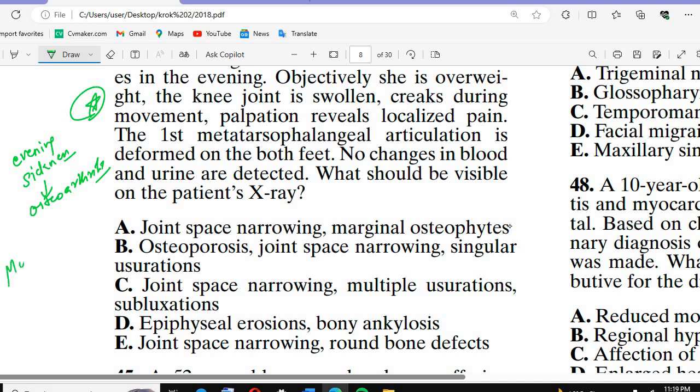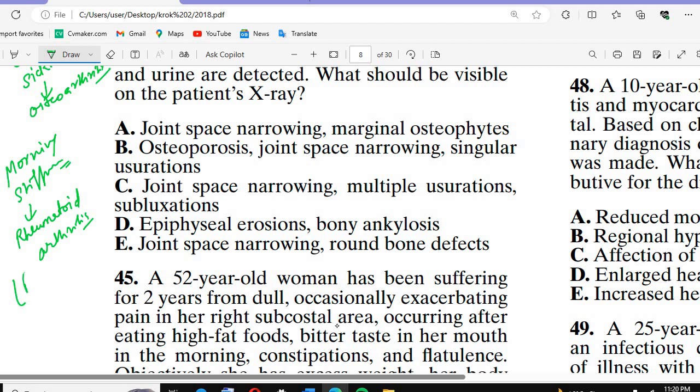If morning stiffness is there, remember, the pain will be relieved by exercise. So that is morning stiffness, and here we see that there is rheumatoid arthritis. This is seen in rheumatoid arthritis. There will be bony lesions, or sometimes they will give usura formations. There is one keyword: usura formations can be there. Okay, that you need to remember.